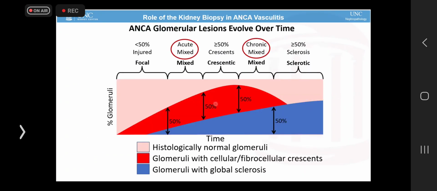And here's a diagram showing this sort of phenomenon, where you can have the active mixed during the earlier phase of disease, or you can have a mixed pattern later in disease.